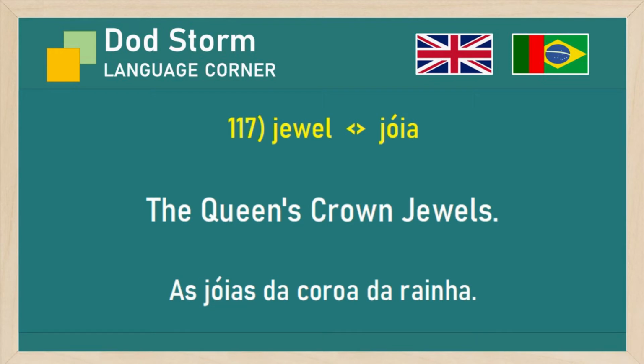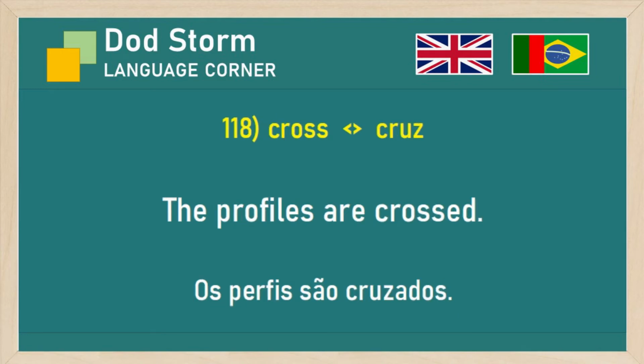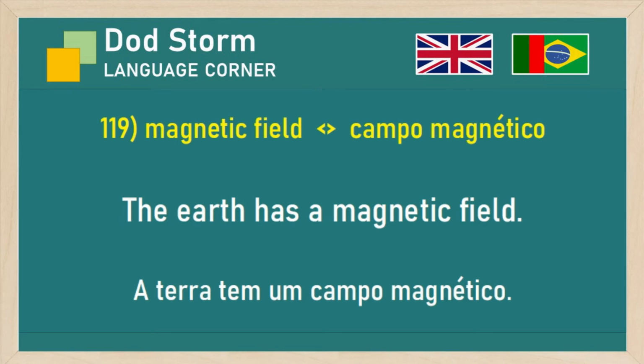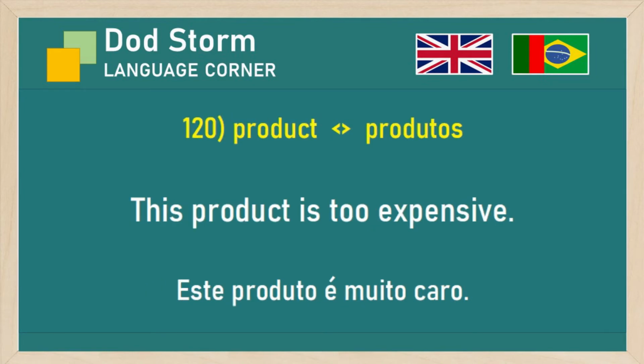The Queen's crown jewels. The profiles are crossed. The Earth has a magnetic field. This product is too expensive.